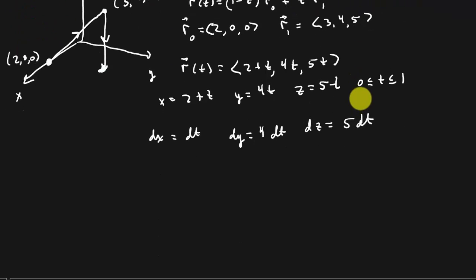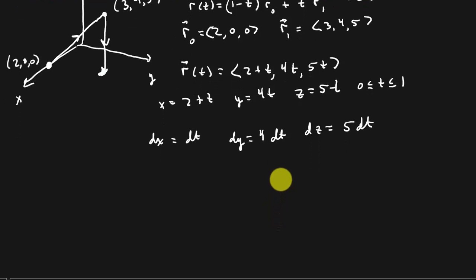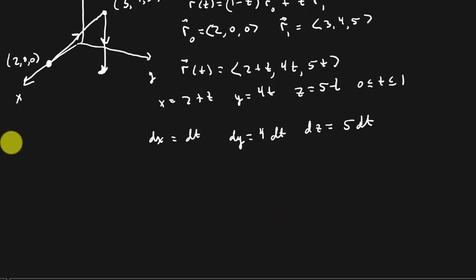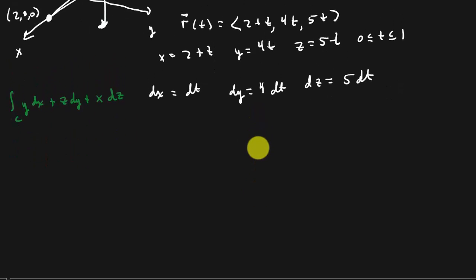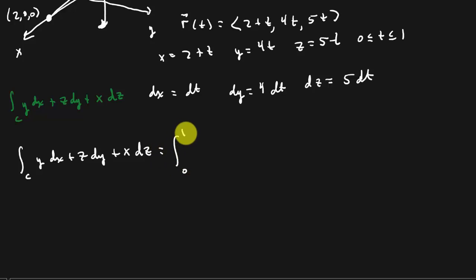All right. So now let's plug all that into our integral, and I'm just gonna rewrite the integral here again so we can see it. And that's gonna be y dx plus z dy plus x dz. There's our integral. So we're gonna plug everything into there. And so we get the integral over C of y dx plus z dy plus x dz is equal to the integral from 0 to 1.